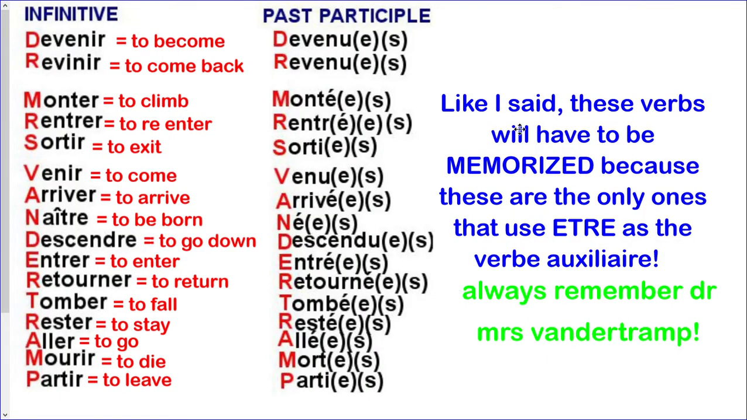So, like I said, this list right here will have to be memorized because these are the only ones that use être as the verb auxiliaire. Always remember Dr. Mrs. Vandertramp. That's going to be very helpful for you to memorize these 16 verbs, know which 16 they are, and also what they become. So there's a double dose of memorization that has to happen here. But I promise you, you can do it.